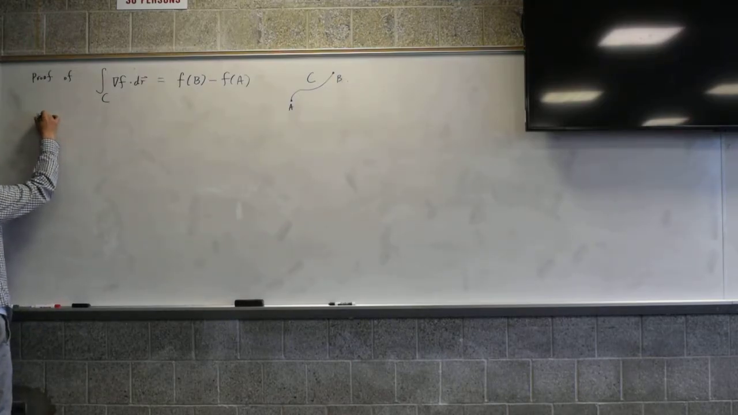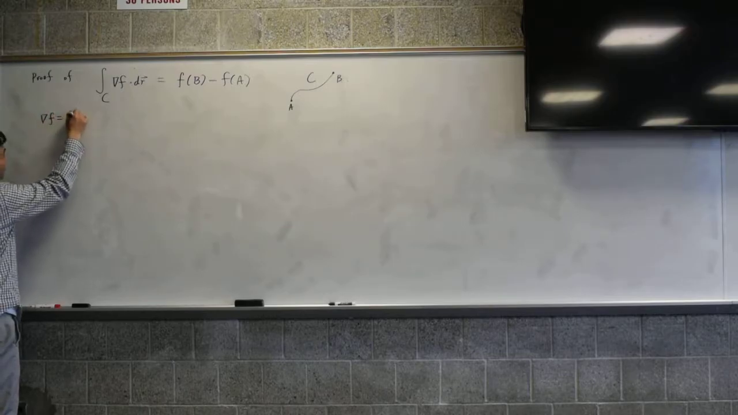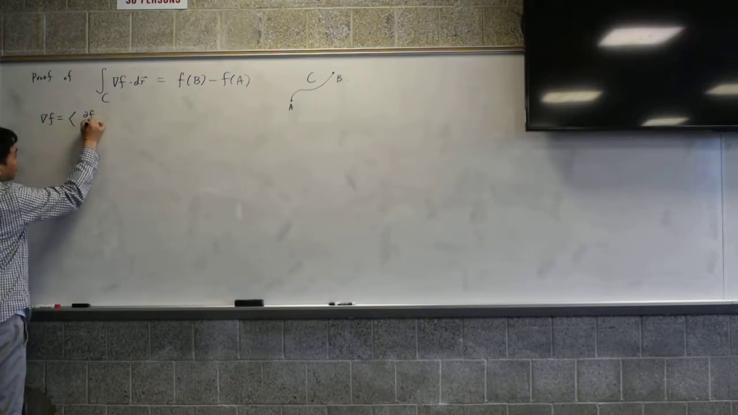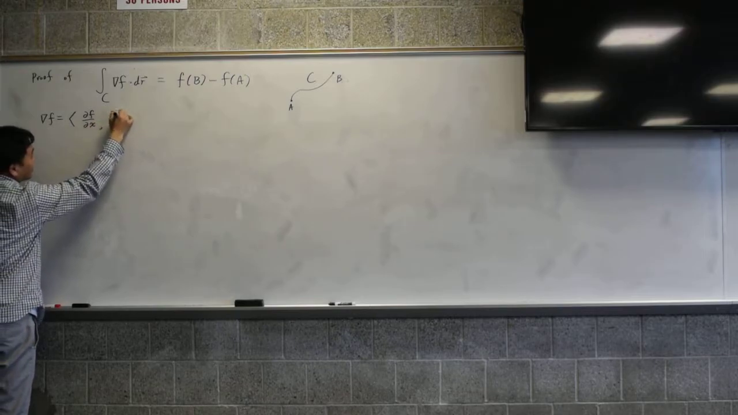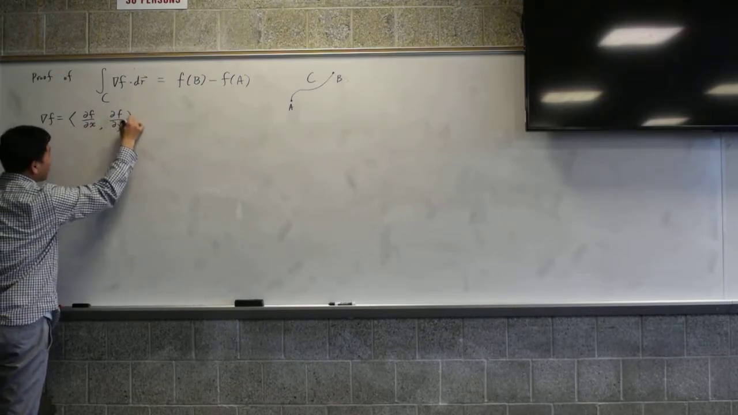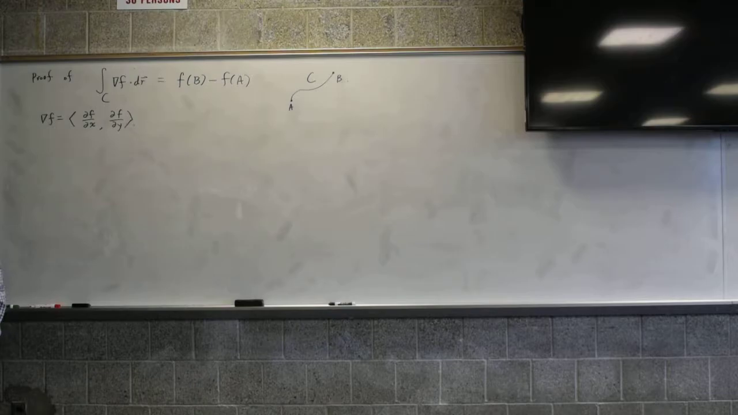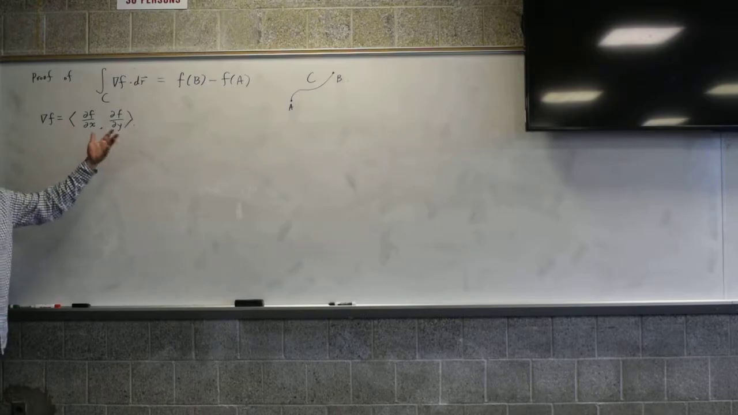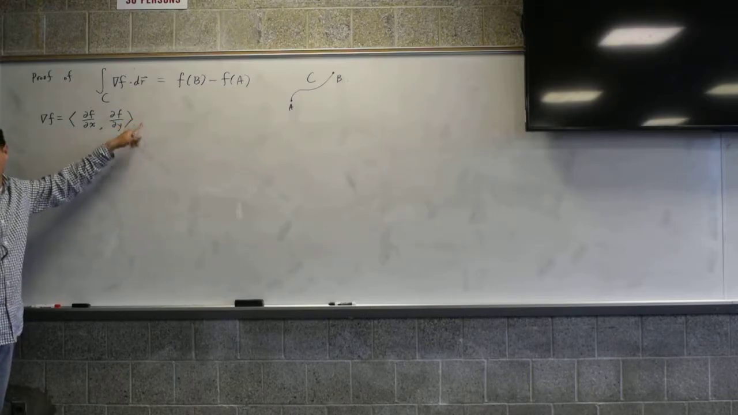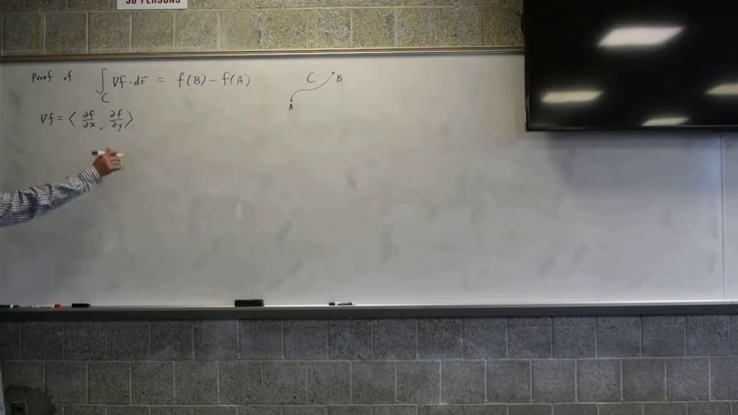First, what is the gradient of f? This is just writing all the partial derivatives as a vector, right? That's what the gradient is. I'm going to prove this only for two-dimensional ones, but three-dimensional is nothing different. You just put ∂f/∂z. It's exactly the same thing. All right, now let's compute.